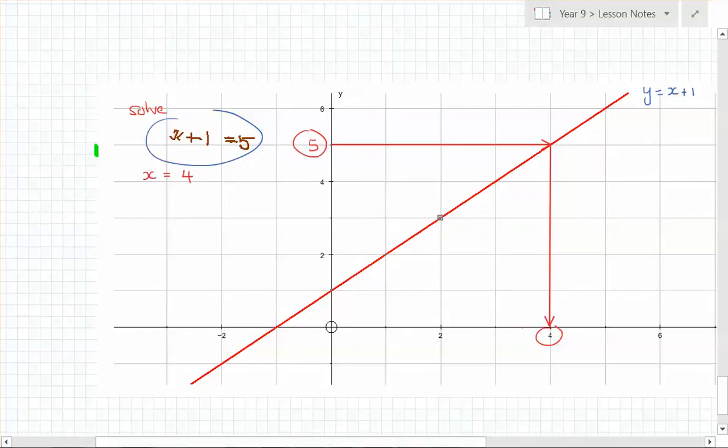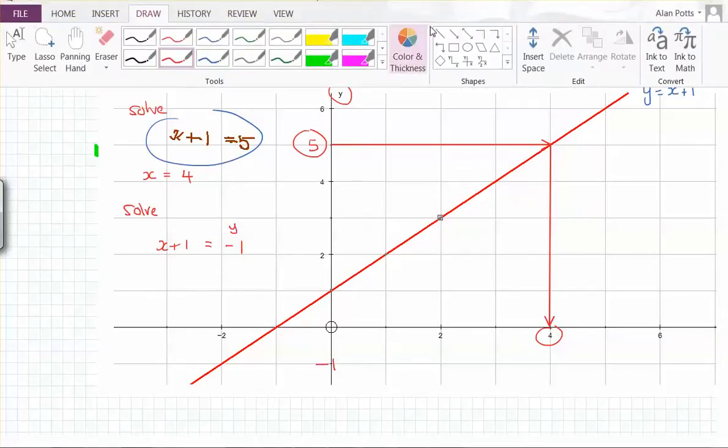So when we put 4 plus 1 equals 5, that's just another way of doing it, isn't it? So if I said to you now, using the graph, solve x plus 1 equals minus 1. Where's the minus 1 relate to, the x or the y? The y. So we have to go on the y and look for minus 1.